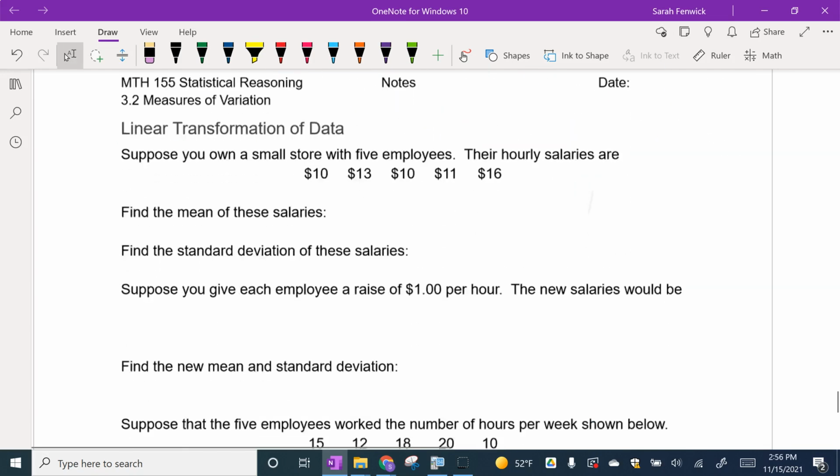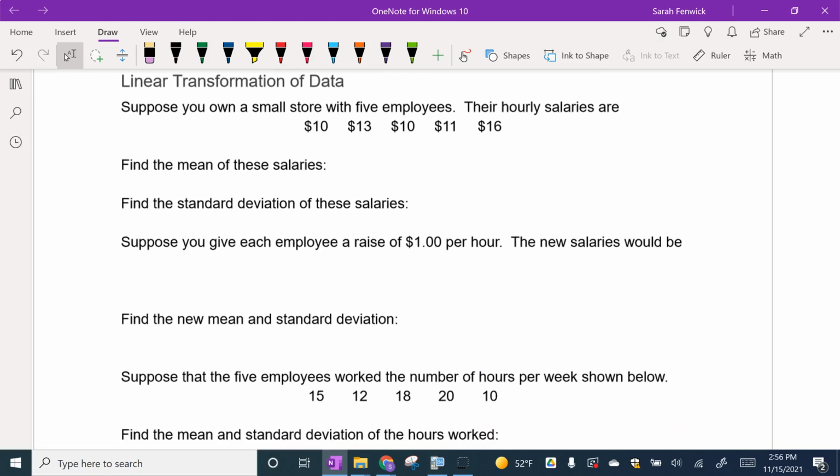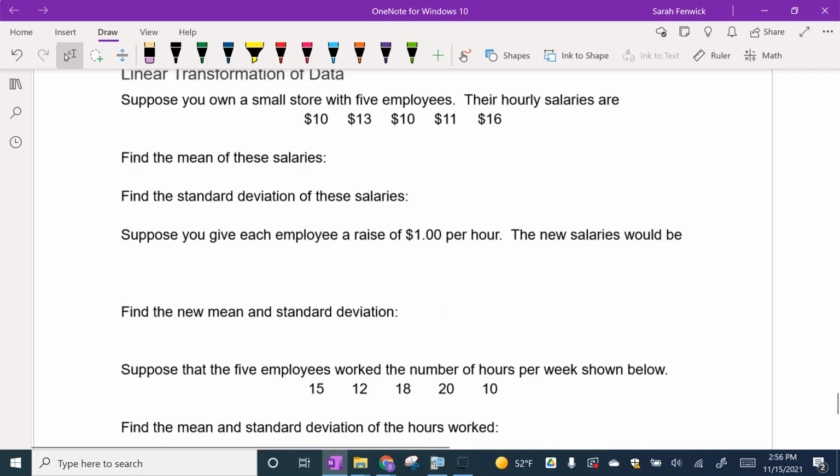We want to talk real quick too about linear transformations of data. Suppose you own a small store with 5 employees. Their hourly salaries are $10, $13, $10, $11, and $16. Find the mean of these salaries. If we add these salaries up and divide by 5, we have x bar equals $12. The standard deviation of the salaries, if you put them in your calculator or used your formula, is 2.550.